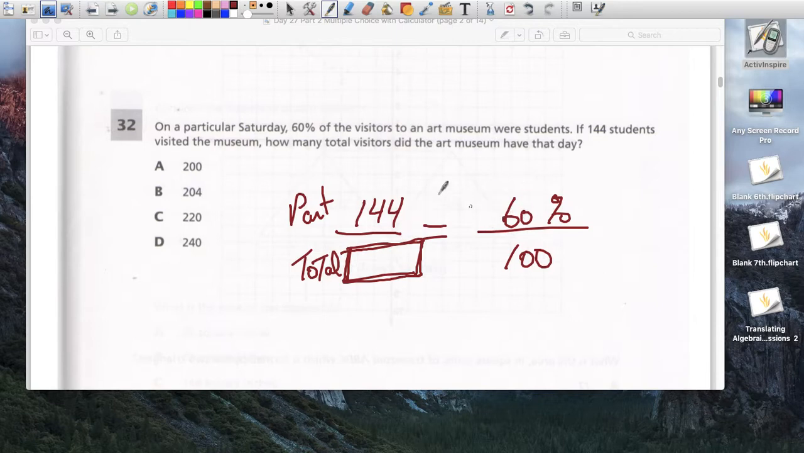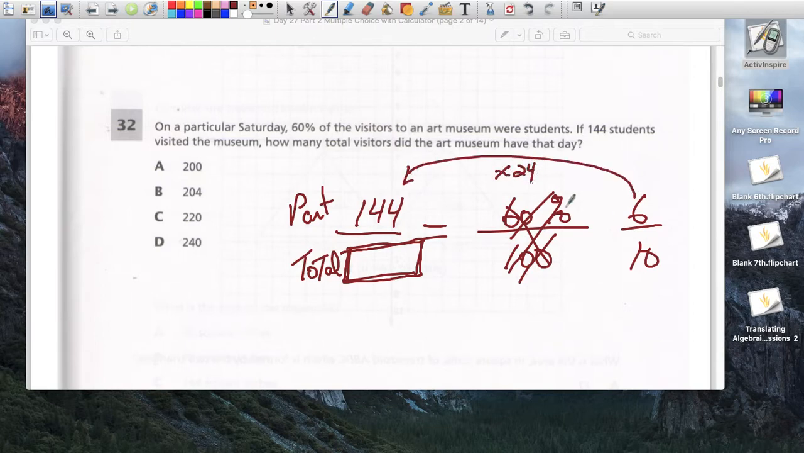So let's see if we can find a relationship. Is there a relationship side to side? No, but what we can do is reduce this, right? 60 over 100, we can change to 6 over 10. We can eliminate a 0 from each side. So now there is a relationship here, which is times 24. And I'm going to use that same relationship at the bottom, which is times 24. So I get my number as 240.